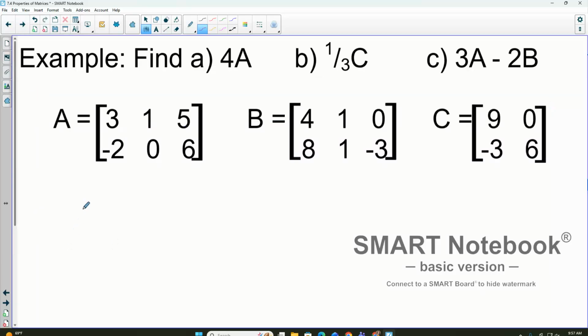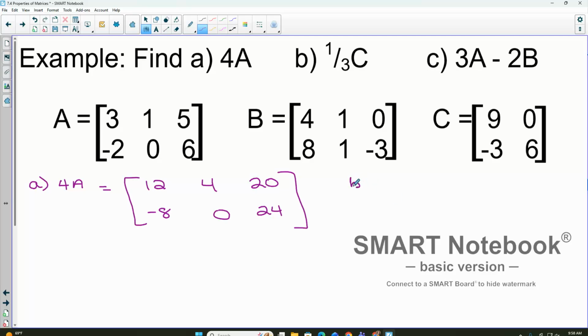So, 3 matrices here. The first thing I want you to find is 4A. What do you think you would do to find 4A? Take every number in there times 4. So first row becomes 12, 4, 20. Second row becomes negative 8, 0, 24. Size doesn't change. We're just multiplying those things.